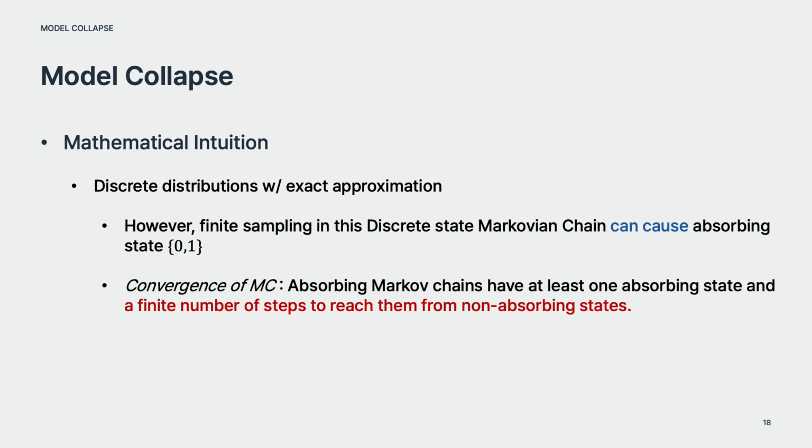This behavior is a known property of absorbing Markov chains. Such chains are guaranteed to reach an absorbing state in a finite number of steps. Applied to recursive dataset generation, this means that diversity loss is not an anomaly, but an expected outcome.